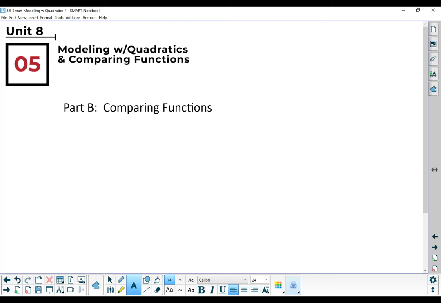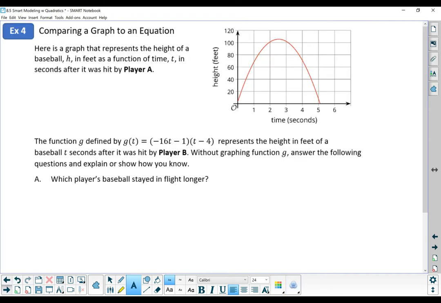This is Mrs. Bricky, and the video is for Unit 8, Lesson 5, Part B, where we are comparing functions. So here's our first example. We're going to try to compare a graph to an equation. This graph represents the height of a baseball in feet as a function of time in seconds after it was hit by player A.